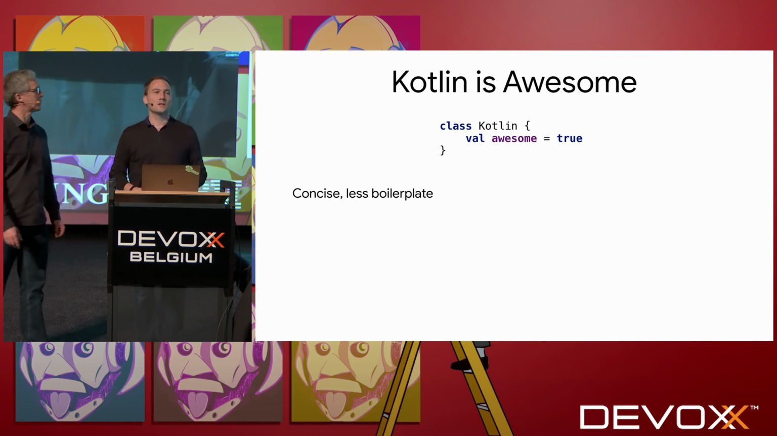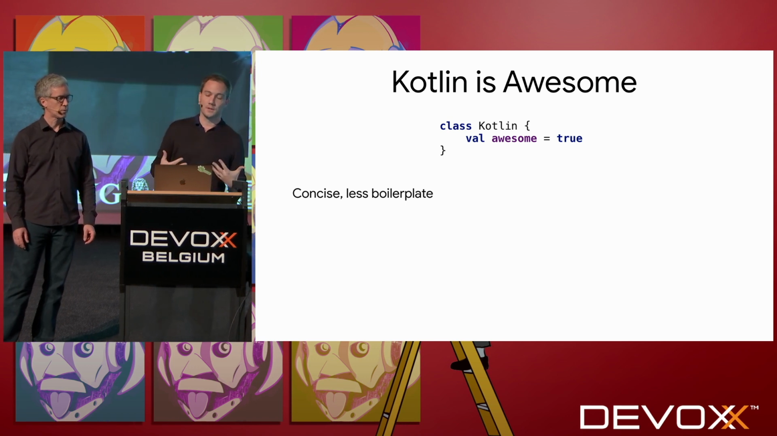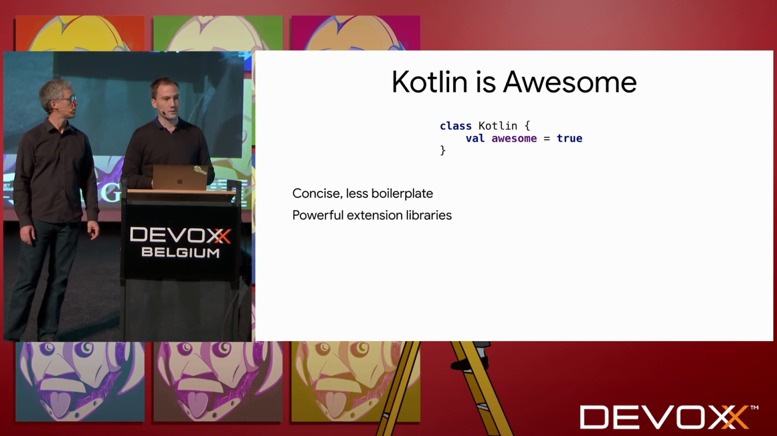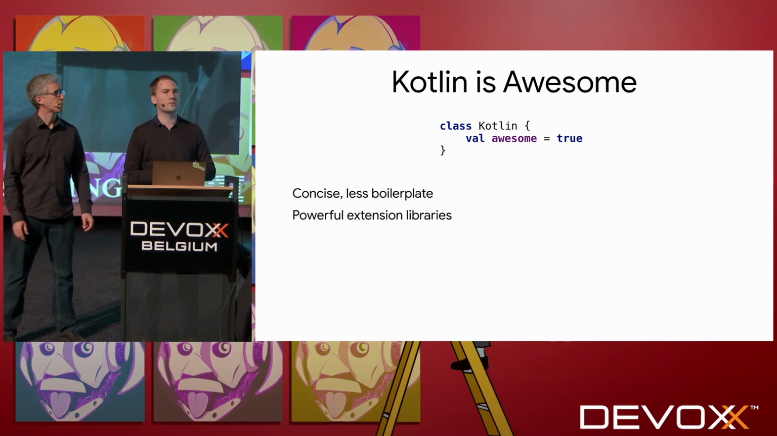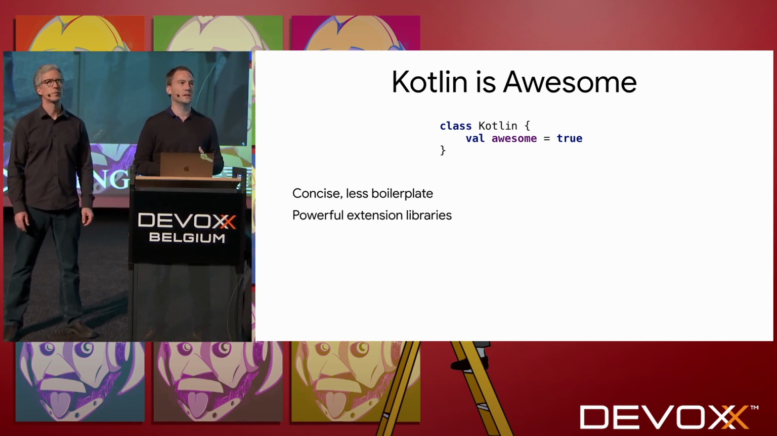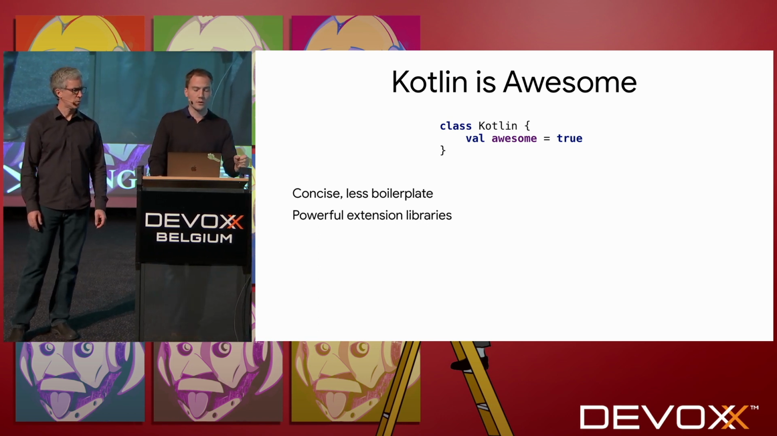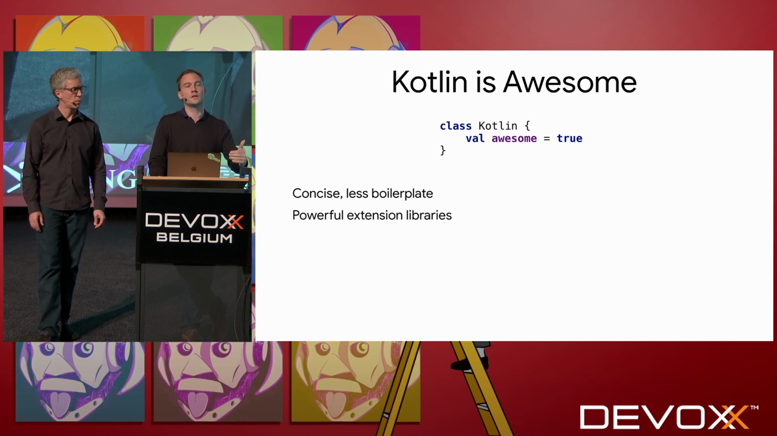So the first thing is that Kotlin is a more concise language. There's a lot less boilerplate, which makes code easier to write, easier to maintain. There's a series of powerful extension libraries. Some come with Kotlin itself. It's the Kotlin standard library. They extend existing Java APIs. We also provide for Android a number of Kotlin-specific extensions that make Android APIs much easier to use and much nicer to use with Kotlin.